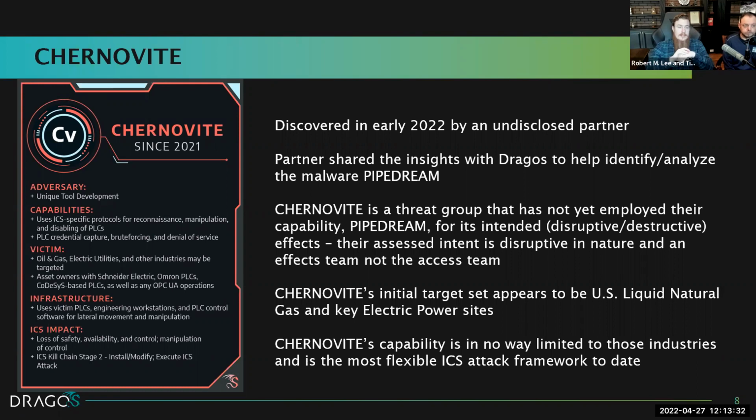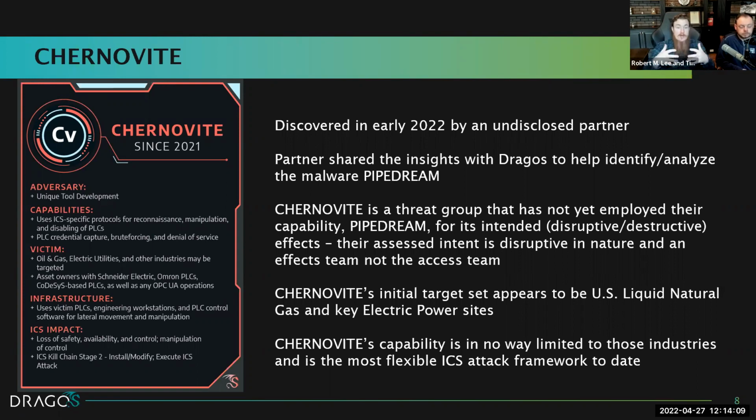The other thing to highlight, and I'll show the capabilities, we'll get into this: Chernovite's initial target set was US liquid natural gas and key electric power sites, from what we can see and what we know. We have a good level of visibility here. What I mean by initial is, we'll talk about the modules, and people are focusing on things like Schneider Electric and Omron. And that is missing the whole point of this capability. The initial configuration was with a very specific set of Schneider Electric and Omron devices configured in a very specific way for the targets they were going to go after.